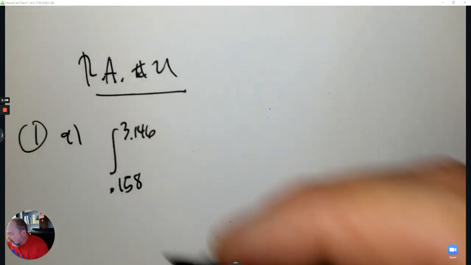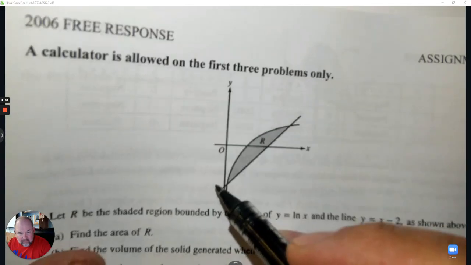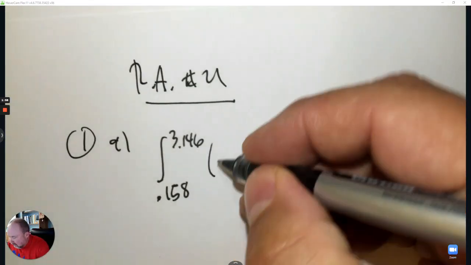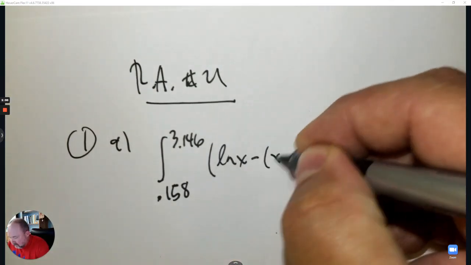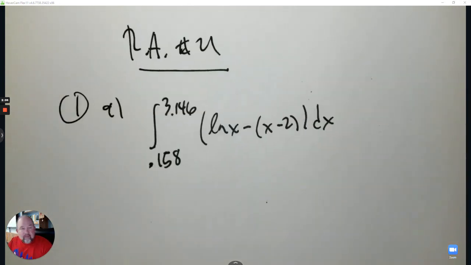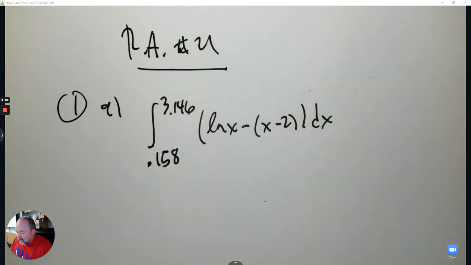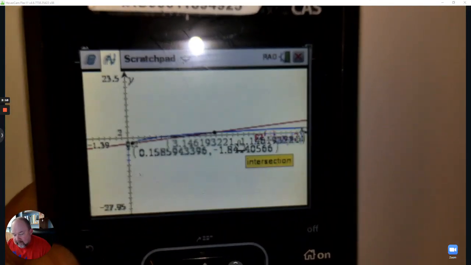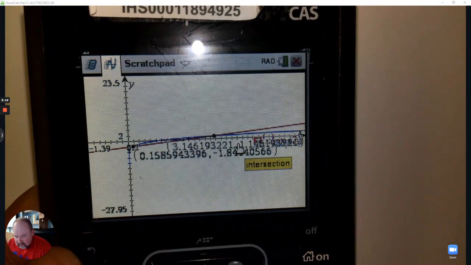And then I got to go top, subtract bottom. So I can tell the line, you see the line, compare the curve. So the line's on the bottom. So it's going to be ln x subtract x minus 2. Make sure you use parentheses. Now I already have the graph there. Even though the graph's kind of tiny there, it doesn't really matter.